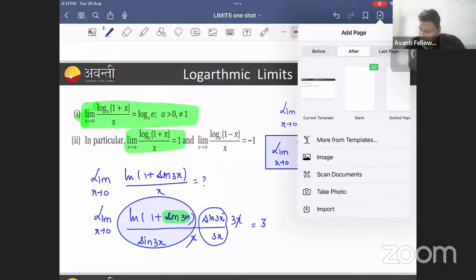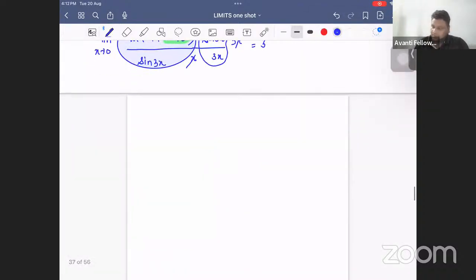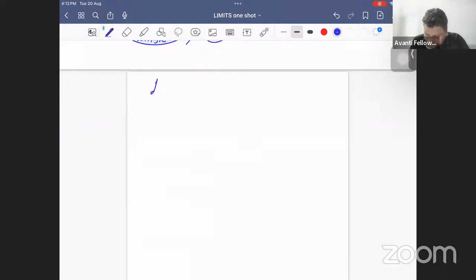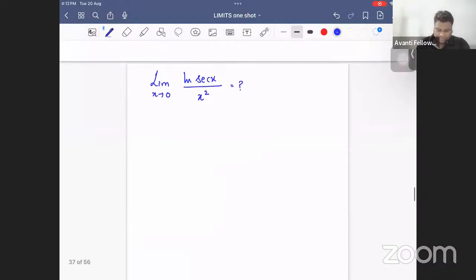Now see, here we will do a very important question. Question is, limit x approaches 0, ln(sec x)/x squared. Very important question, and the result also, better if you can remember it. So the solution is like limit x approaches 0. I can write it as minus ln cos x upon x square. That is, negative sign came outside.